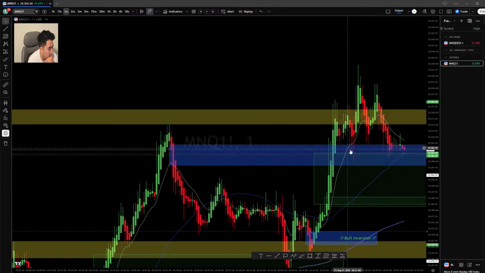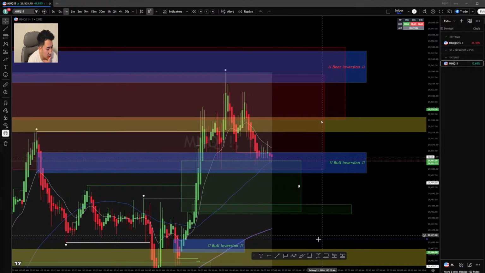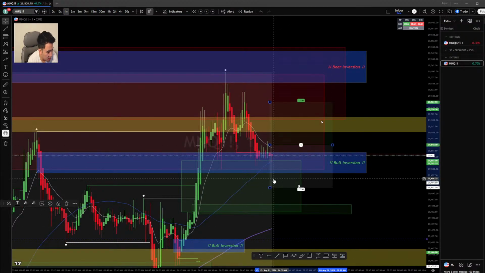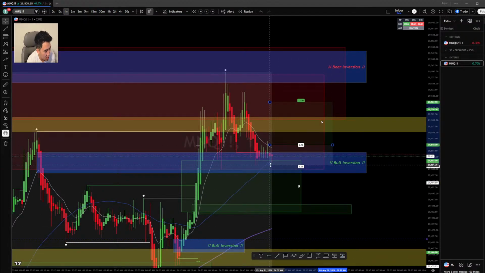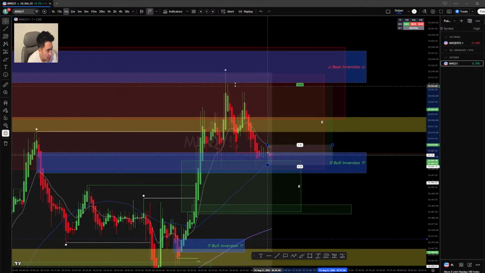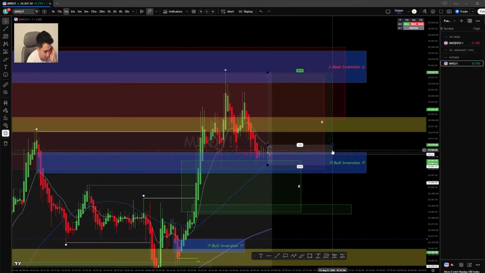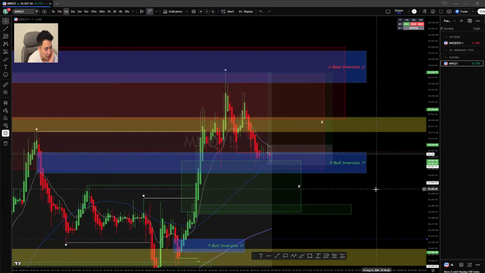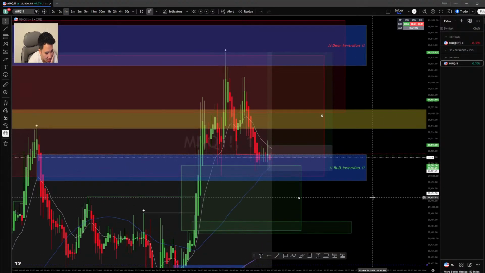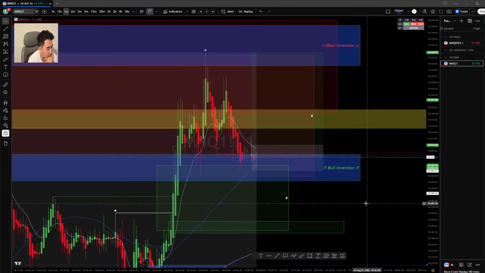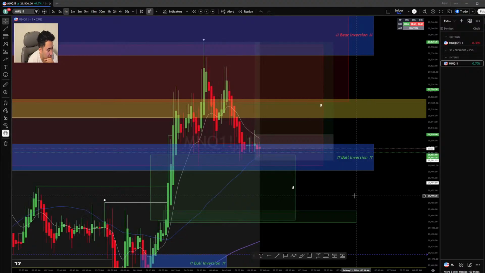You could look for a bullish trade or buy position off this bullish inversion here. If it breaks above here and then you target this 1 minute liquidity up here. The only thing is you're sitting inside of a 5-minute gap. You just never know when price is just going to snap back down here.